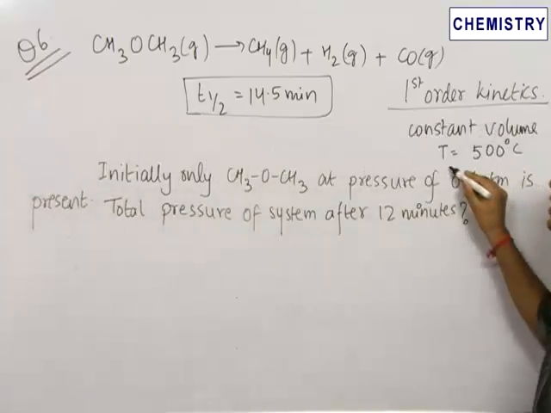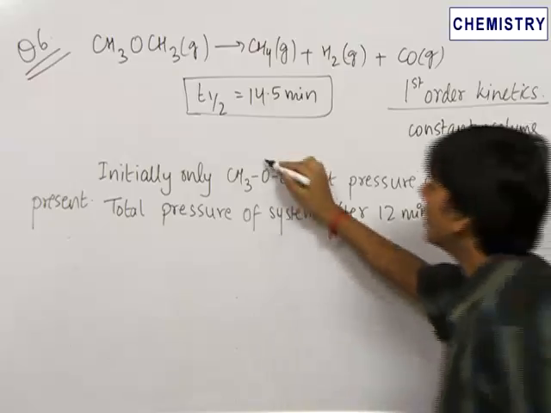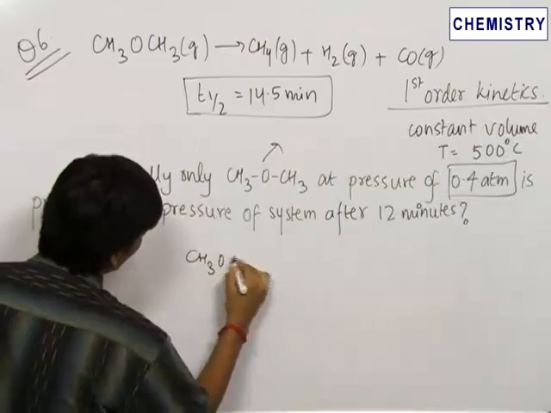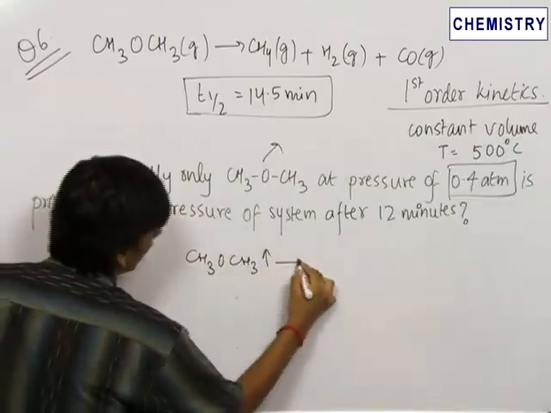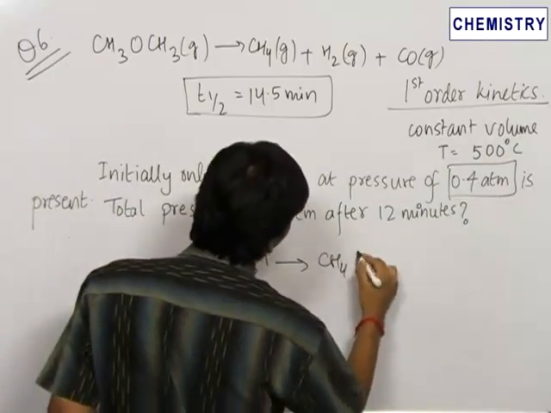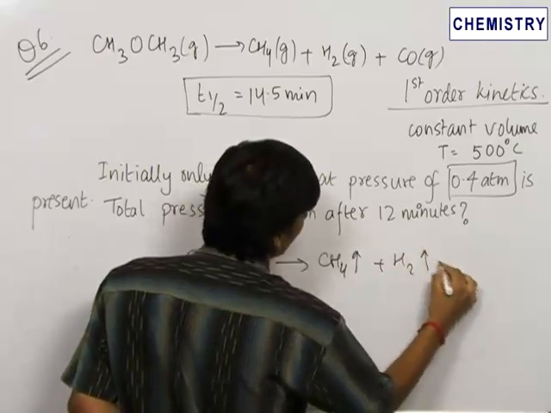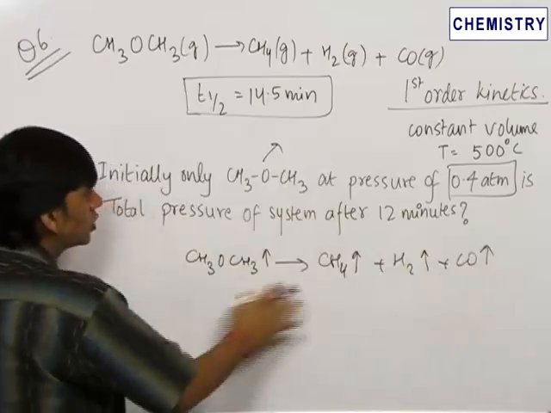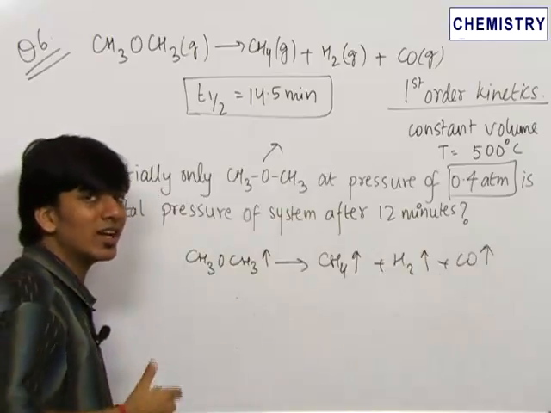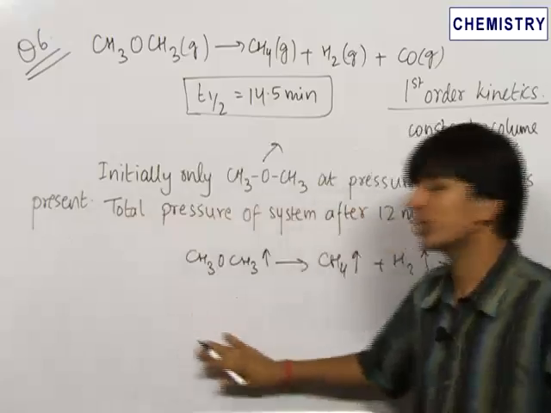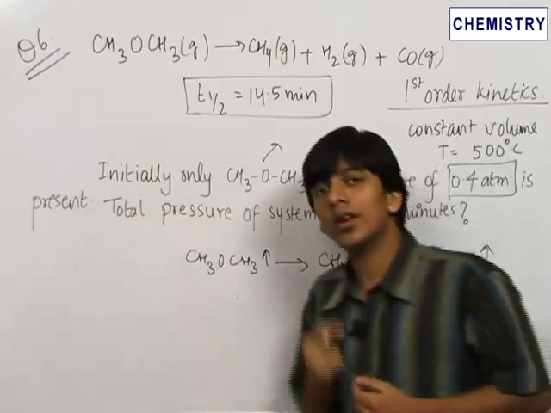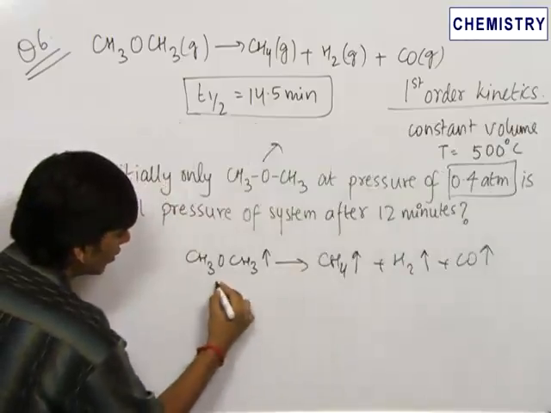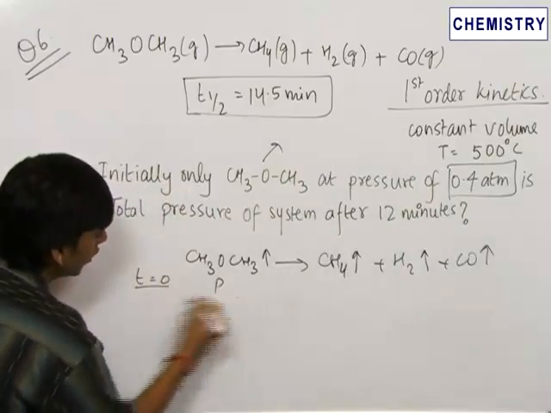So this 0.4 atm pressure was totally of dimethyl ether. So the first thing you should do is write down the reaction. It gives CH4 gas plus H2 gas plus carbon monoxide gas. Now you can do this question in terms of moles also, which we generally do, but it is advisable to do this question in terms of pressure. Since the number of moles is directly proportional to the pressure, therefore we can write this equation in terms of pressure. At T is equal to 0, let the pressure be equal to P.